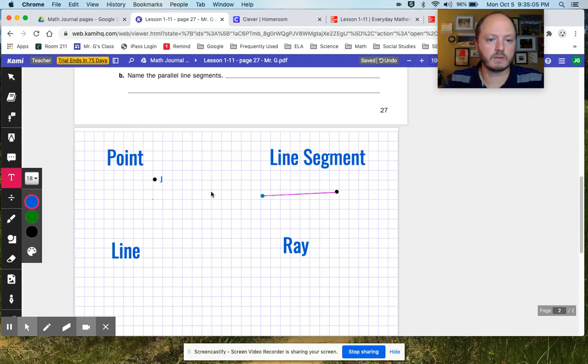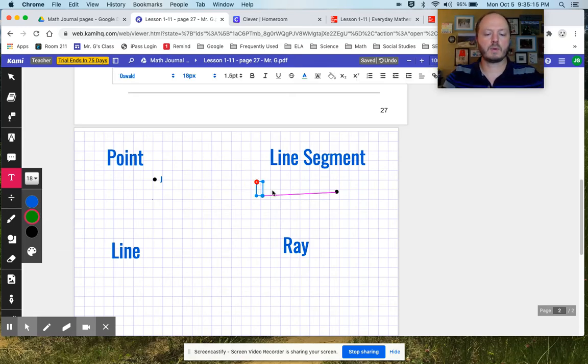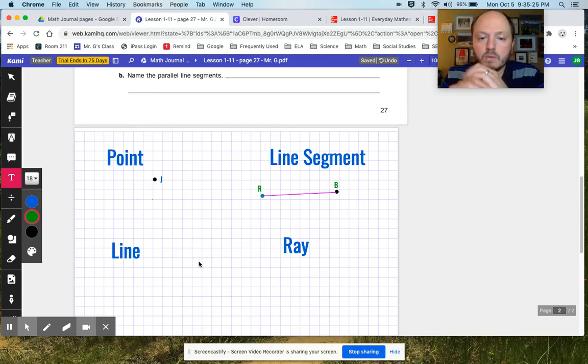Those points need to have some labels. Okay, so I'm going to label it. I'm going to choose a different color because I just want it to stand out a little differently. How about R and B? Okay, so there you go. That is now called line segment RB.